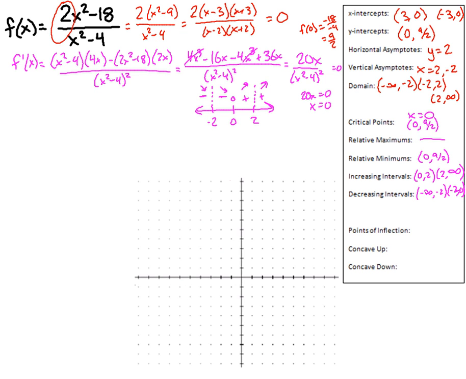Now the second derivative. What we're going to get here, we're going to do a quotient rule again. So f double prime of x will equal, I'm going to take the derivative of this guy just because it's in the simplest form.